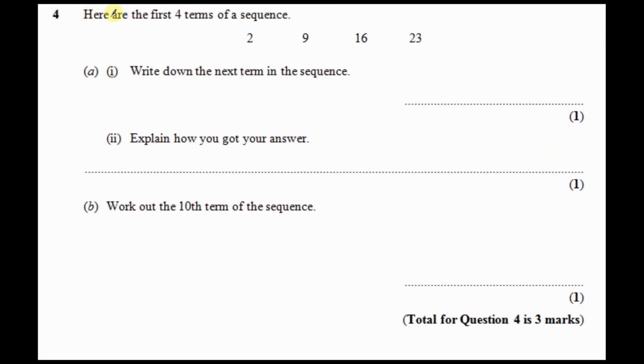Question 4 says here are the first 4 terms of a sequence. It goes 2, then 9, then 16, then 23. We need to write down the next term in the sequence. To work this out, you've got to see what's actually happening in this pattern. It's increasing. How much is it increasing by? To go from 2 to 9, we need to add 7. From 9 to 16, we also add 7, and from 16 to 23, we also add 7. So to work out the next term, we just need to add 7. 23 plus 7 gives us 30.